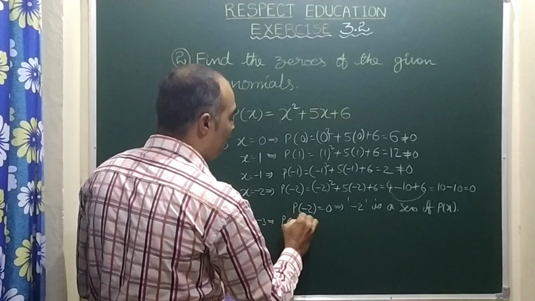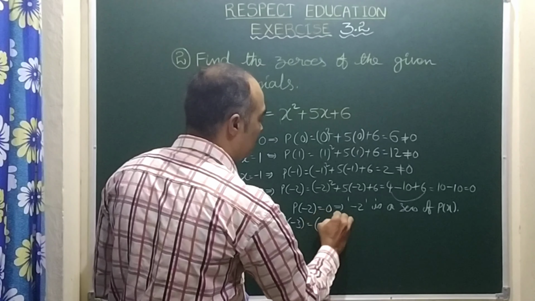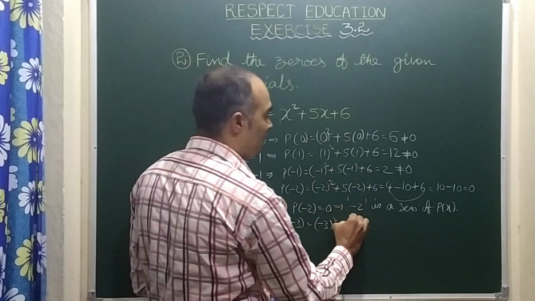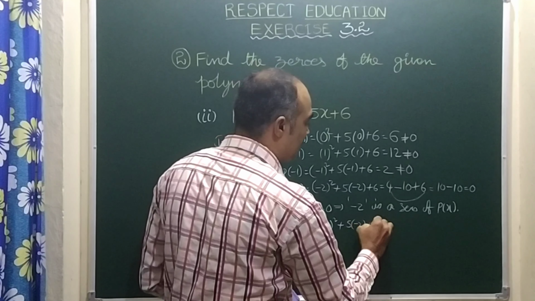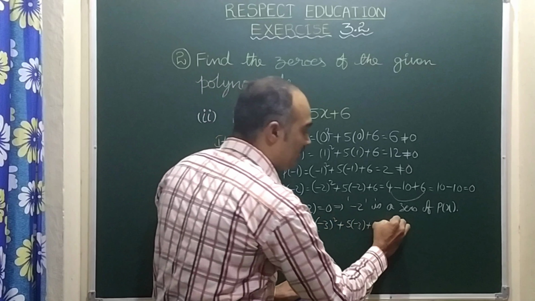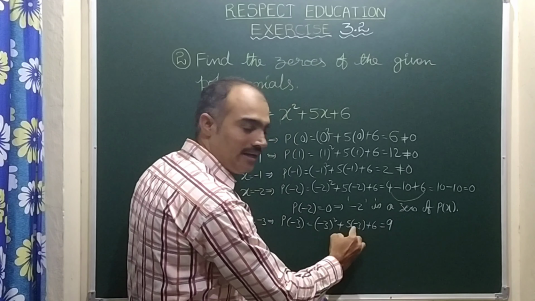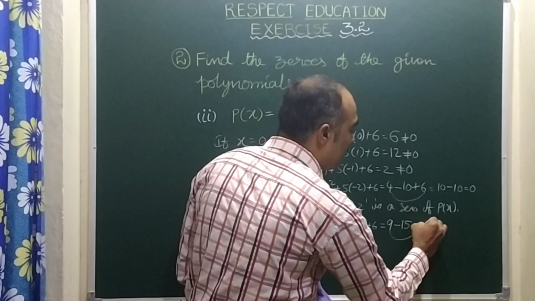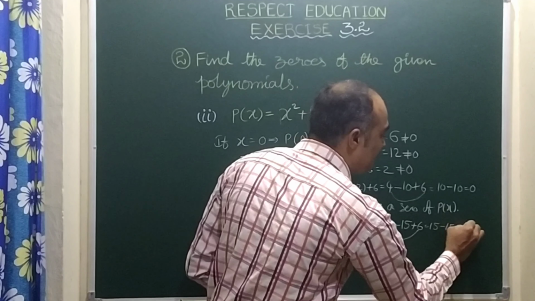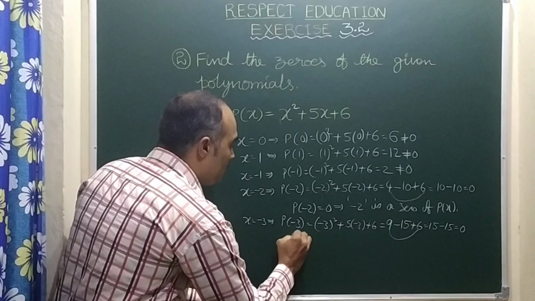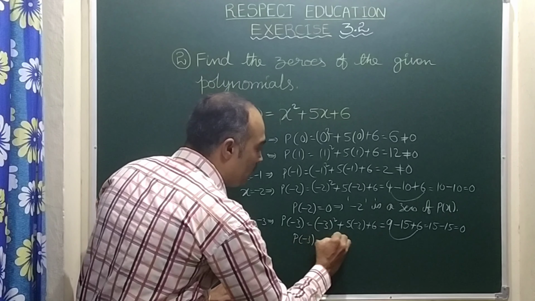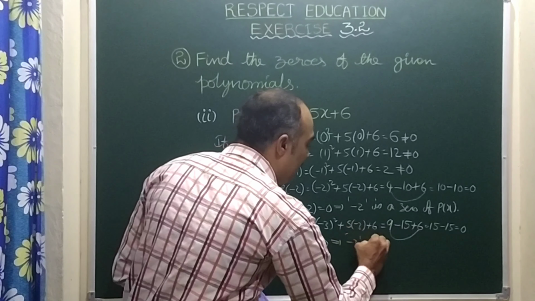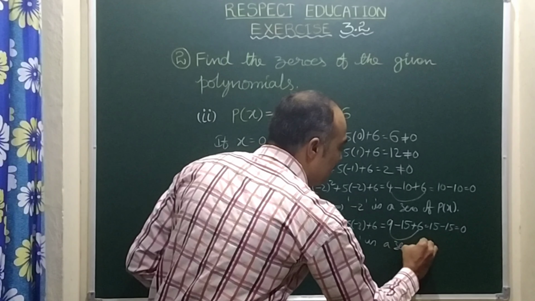Now here p of minus 3 equals minus 3 whole square plus 5 into minus 3 plus 6. So minus 3 whole square is 9, plus and minus, 5 3s are 15. So minus 15 plus this 6, 9 plus 6 is 15, 15 minus 15 is 0, right? So here we got p of minus 3 is 0, that is the reason minus 3 is a zero of p of x.